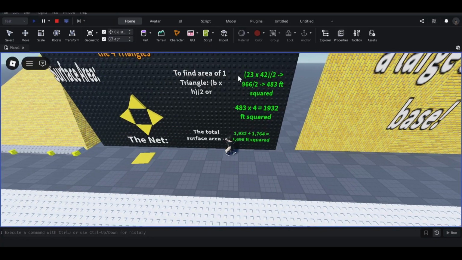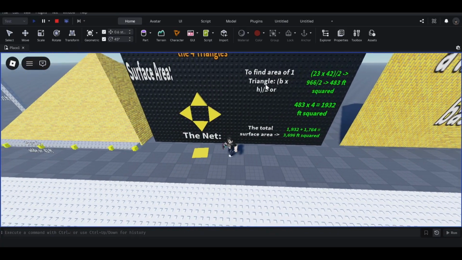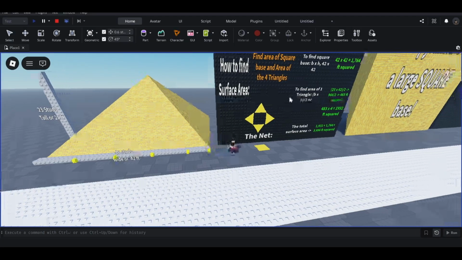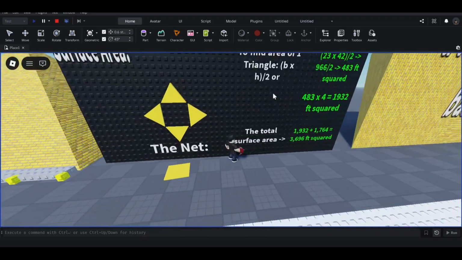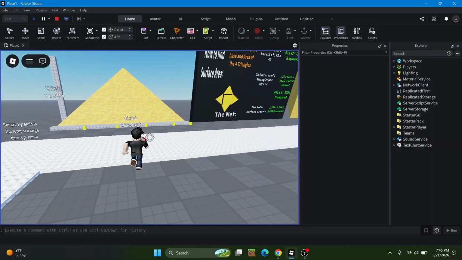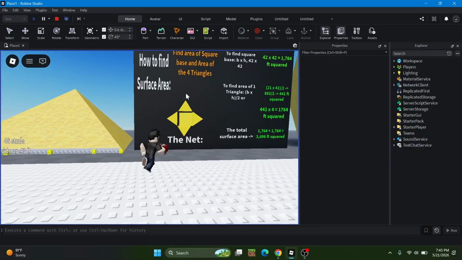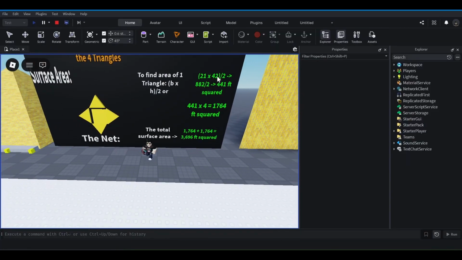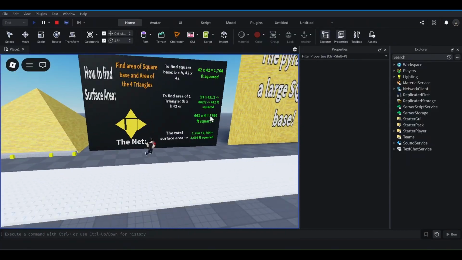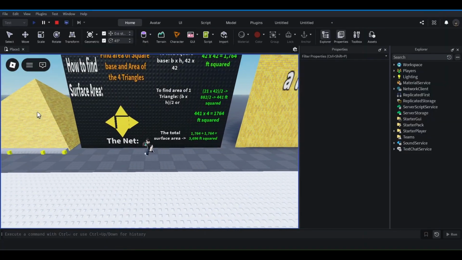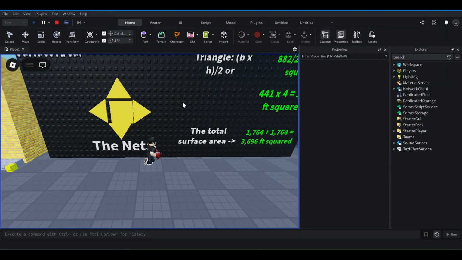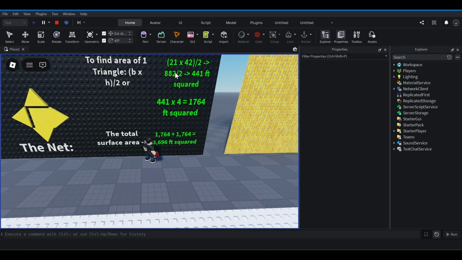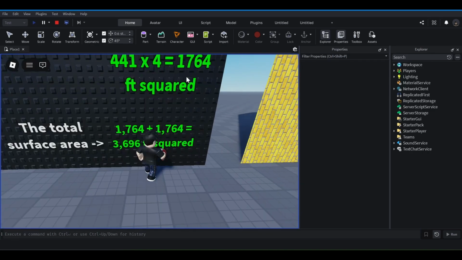So we know the triangle is about, hold on, I messed this up. Okay, so much for trying to do it all in one take because I decided to mess up. Anyway, it's actually 21, not 23. So 21 times 42, which is the size of one triangle, is 882. But we still have to divide it by 2. So once we divide it by 2, we get 441 feet squared.